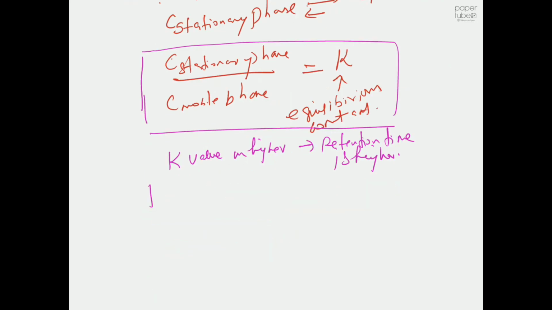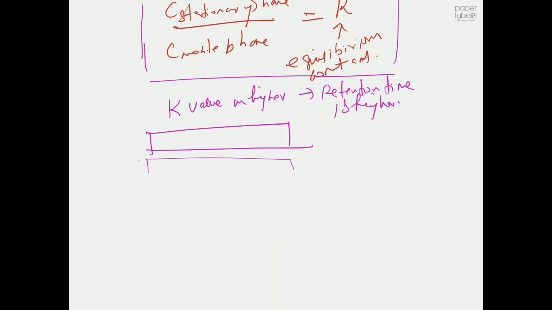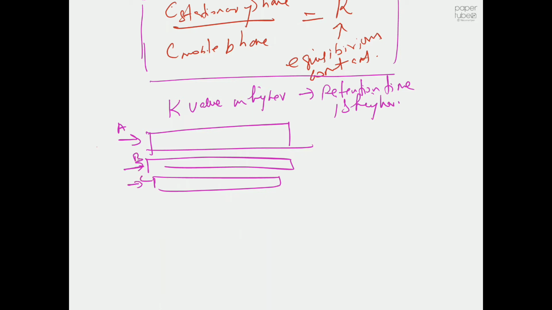Say you have one column, another column, another column. So we have analyte A, analyte B, analyte C, and the same mobile phase. If the k value of A is low and the k value of B is high, then the retention time of C will be higher, and the retention time of A will be lower.